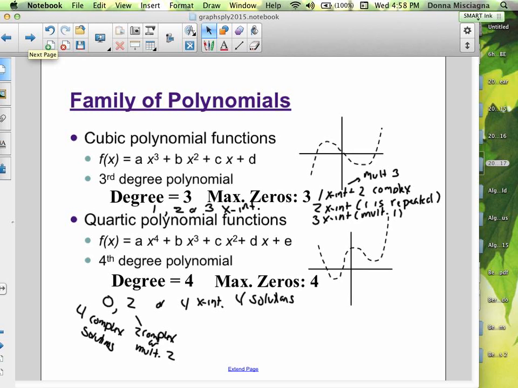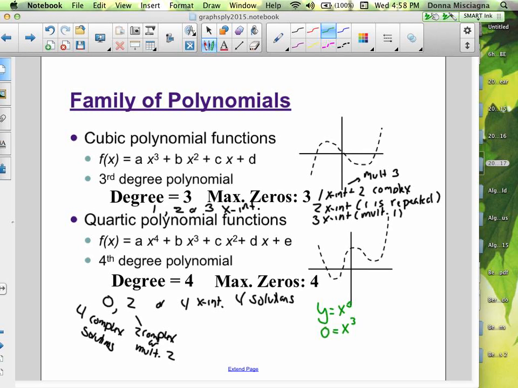Or you could have 1 x-intercept with a multiplicity of 3, meaning you have 3 of the same factor. So for instance, the graph y equals x cubed, we set that equal to 0. 0 equals x cubed. Well, I take the cube root of 0, and I'm going to get 0. This one would count for 3. So this would be multiplicity 3.